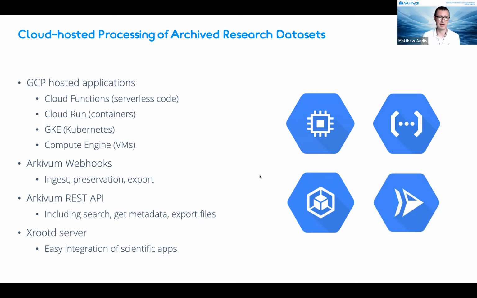by allowing applications to be run, for example, as cloud functions or in containers using Cloud Run or using Kubernetes or even as some virtual machines. Those applications can be triggered, so invoked when data is ingested, preserved or exported. Those applications can use our REST API to do searches, get metadata, get hold of files. And as I've just shown, there's the XRootD server that enables them to access data through different protocols, such as XRootD, if they don't want to read it from buckets.